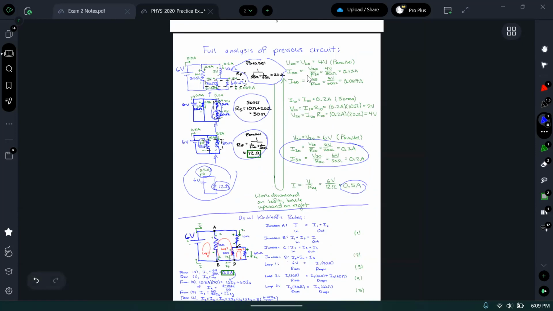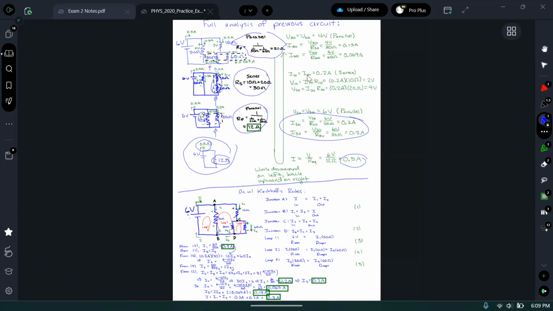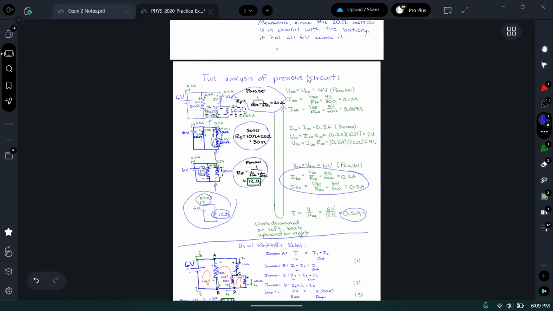So the top version was doing it with series and parallel. The bottom was with Kirchhoff's rules, which, if that is more comfortable, it usually isn't for most people, that's also a way you could do it. Okay.